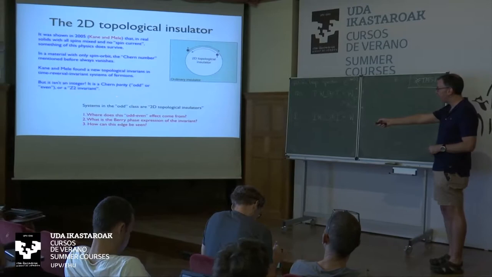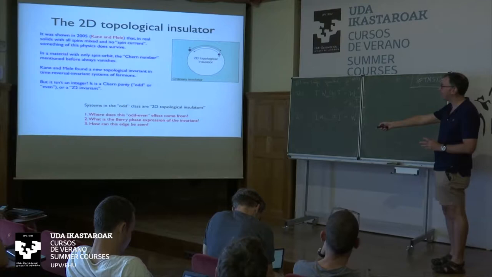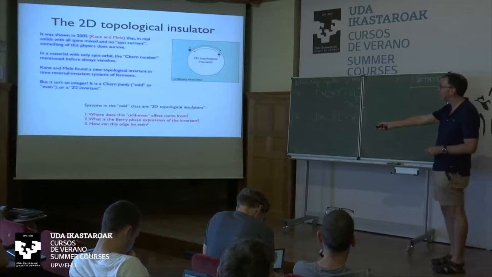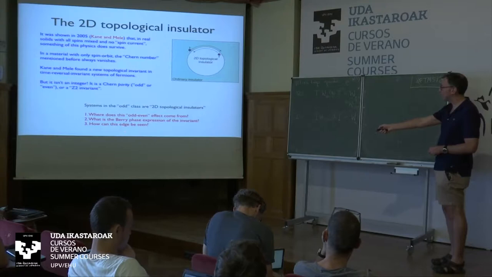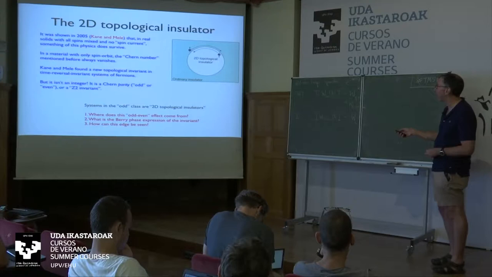So I want to sketch why, just from basic properties of spin, you should believe that there's an odd-even effect in time reversal invariant Fermi systems. And then I'll be very quick about Berry phases and how this can be seen, because I want to focus a bit on 3D, where the Berry phase expression, for example, is more elegant.